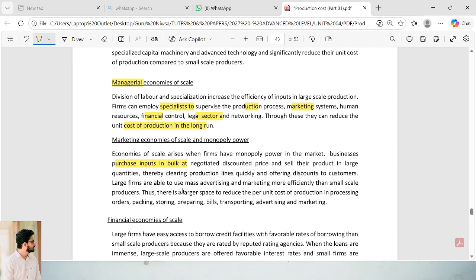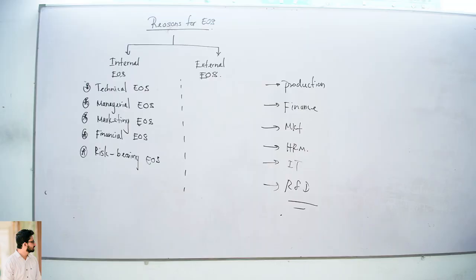Large firms are able to use mass advertising. Remember that point as well: mass advertising and marketing campaigns. These organizations are able to bear the cost on a much larger scale. Small scale producers never do that. They can't afford such a cost. Large firms operate more efficiently than small scale producers. Thus, there is a large space to reduce their per unit cost of production in processing orders, packing, storing, preparing bills, transporting, advertising, and marketing.